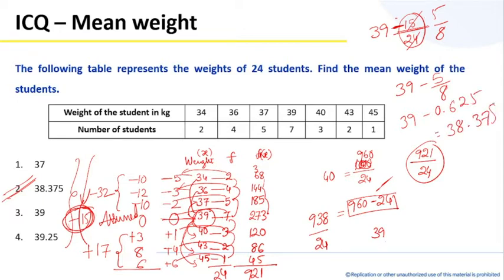38.375. Yes, I'm going to get narrowed down to the absolute values. Now the beauty of this method, what I'm doing, I'm making use of the deviation. So I'm not really operating on the bigger numbers. I'm not operating on 39. In fact, I'm operating on how much it is deviating from the 39.